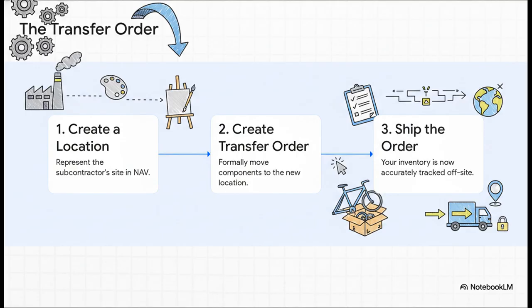First, what you do is you create a sort of virtual location in NAV that actually represents your subcontractor's workshop. Then you use a transfer order to formally move the bikes from your main warehouse to this new sublocation. As soon as you ship that transfer order, NAV knows those 10 bikes aren't in your building anymore, but they're safely accounted for at the painter's site.